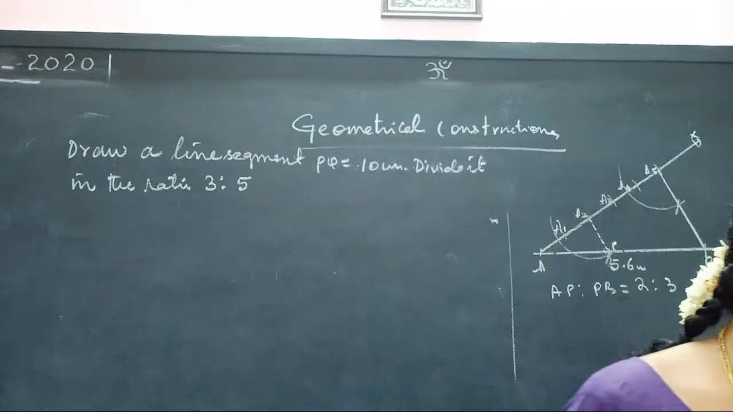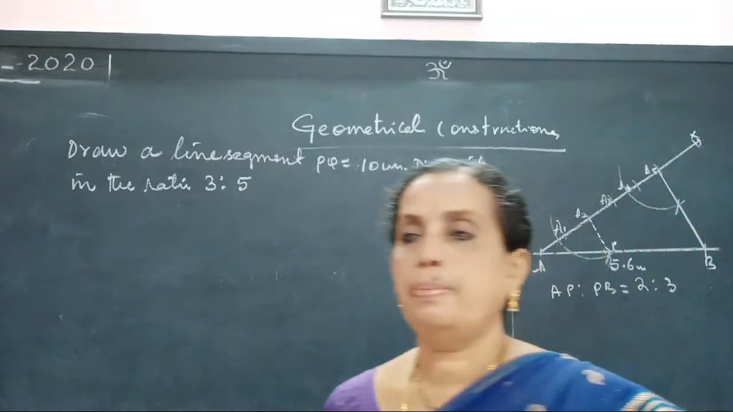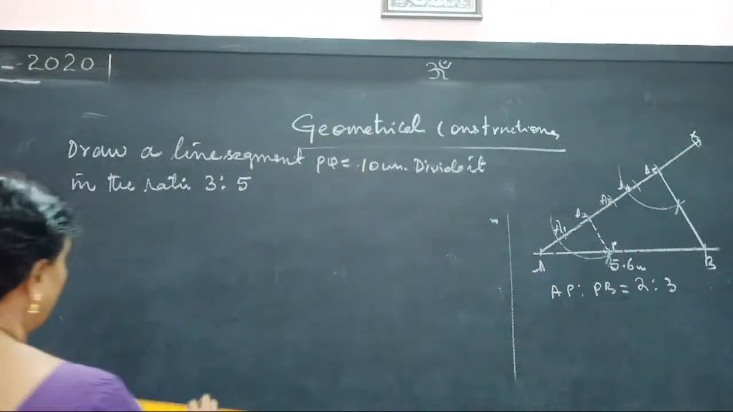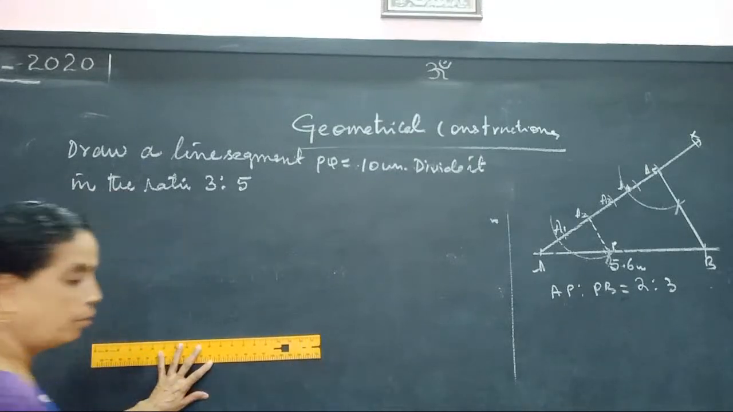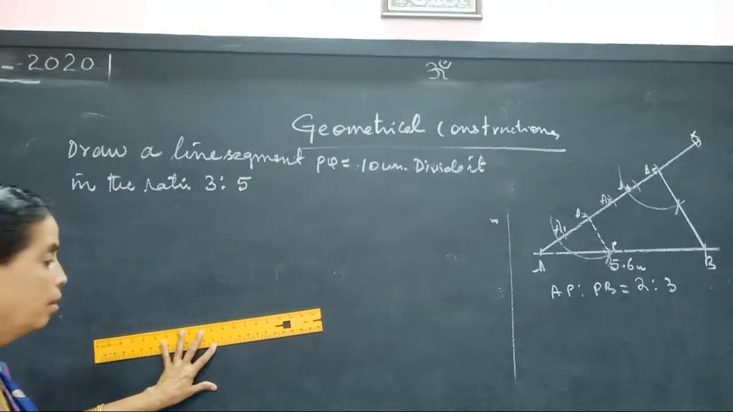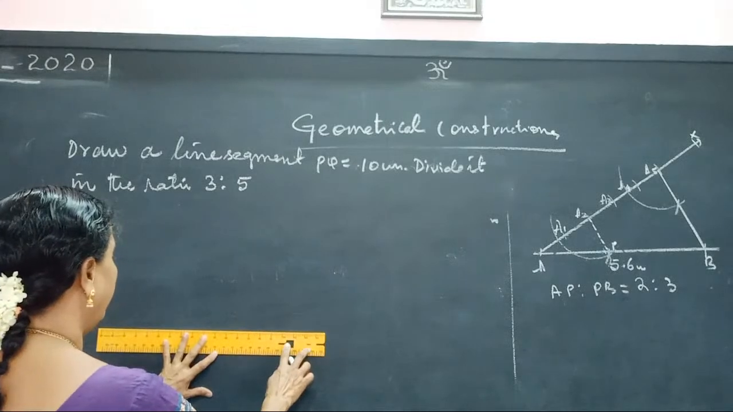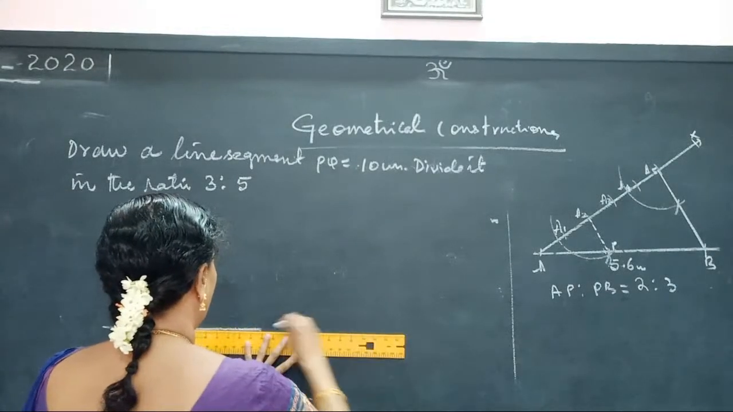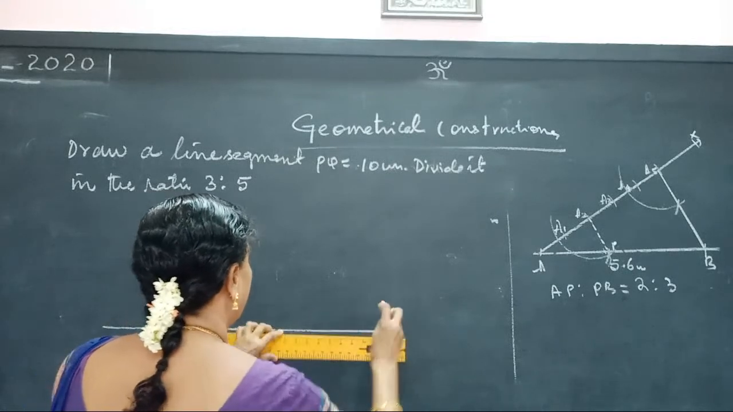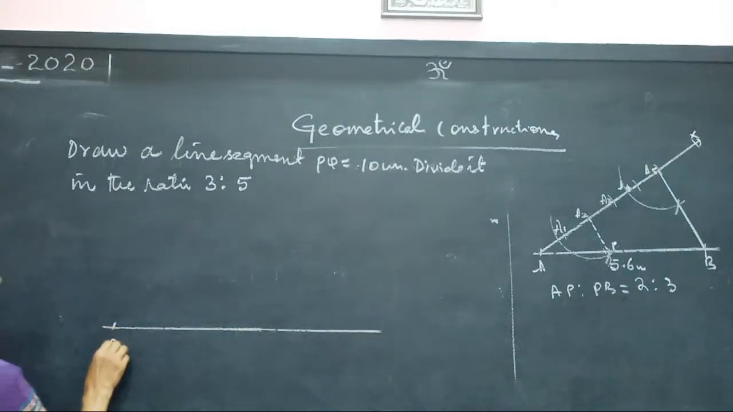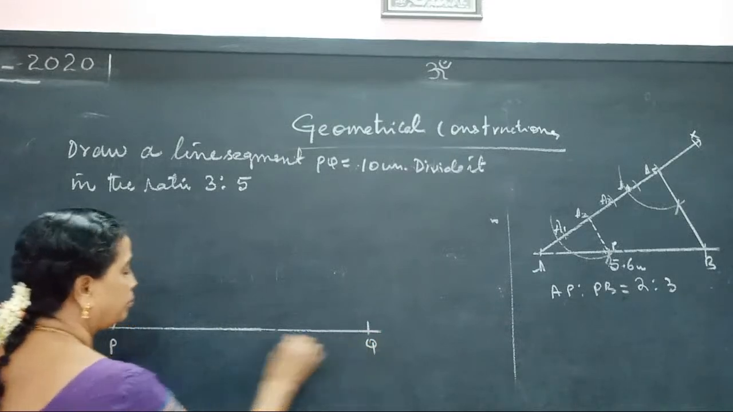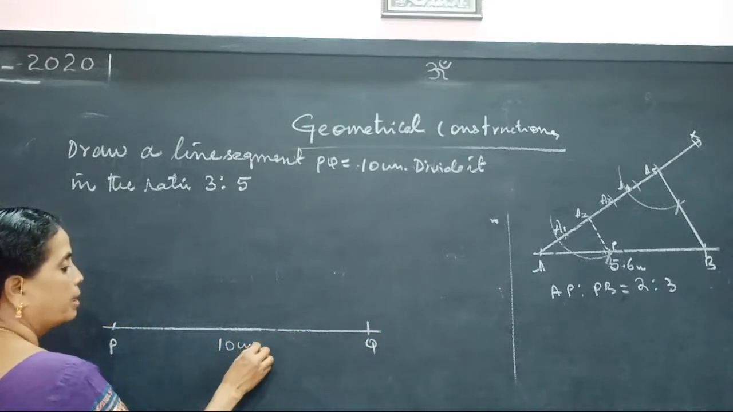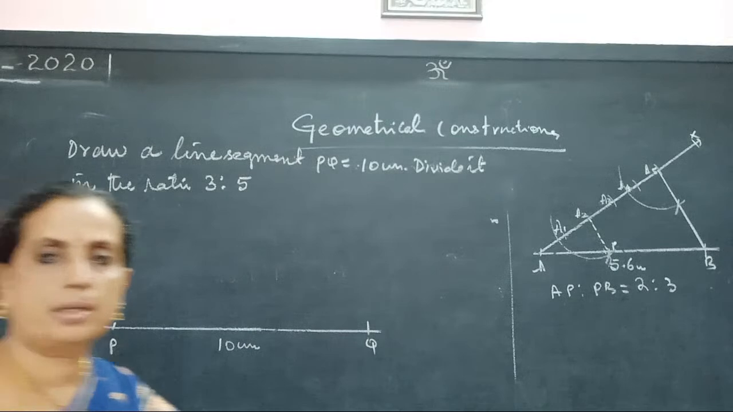We'll do now. First step is draw a line segment PQ. Can you see? Draw a line segment PQ of length 10 centimeter. Name the segment and write up the measurement.